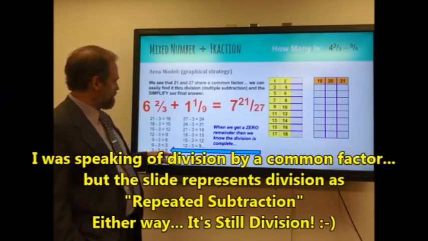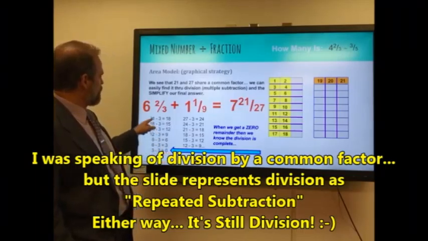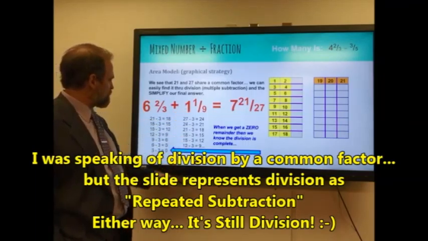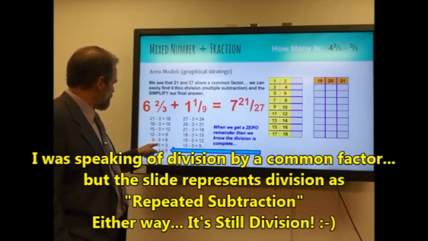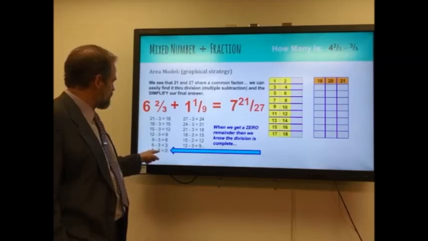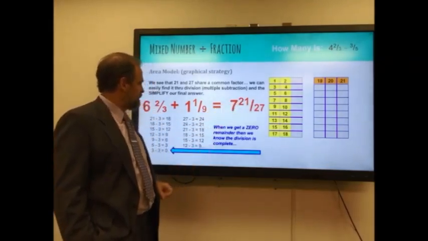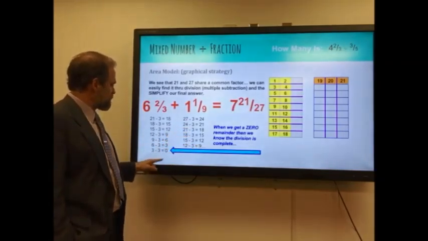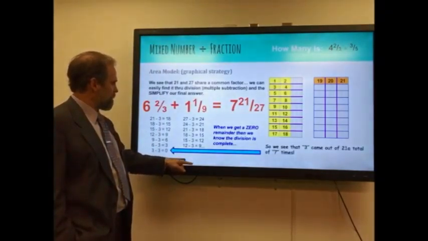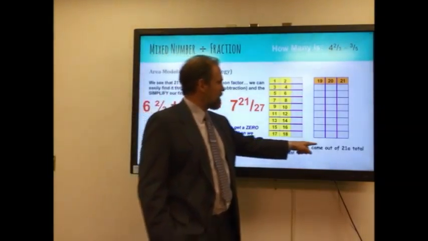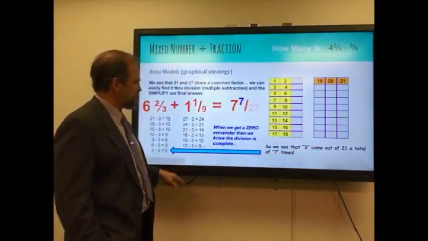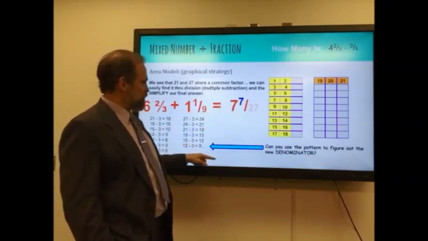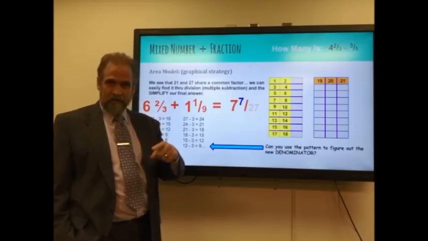I'm doing repeated subtraction. 3, 3, 3, 3, 3, 3. So how many times does a 3 come out? 1, 2, 3, 4, 5, 6, 7. That's the 21. 7. How many times does 3 come out here? 1, 2, 3, 4, 5, 6, and keep going. So we see that the 3 came out of 21 a total of 7 times. That's my new numerator. And we see that 3 came out of this. You figure it out. You would pause now and do it.